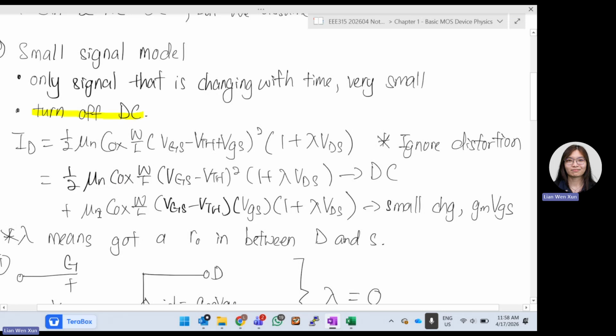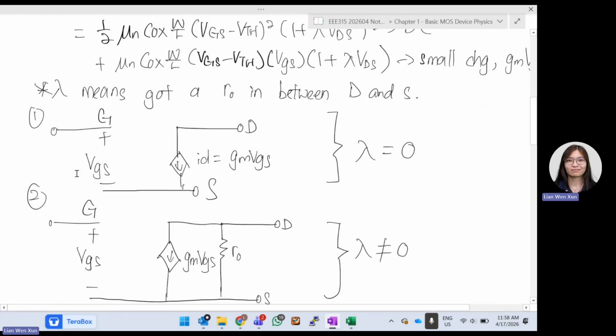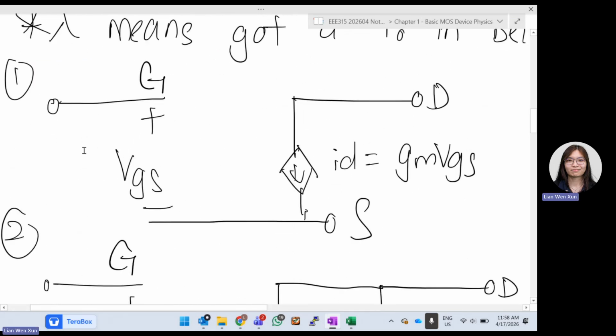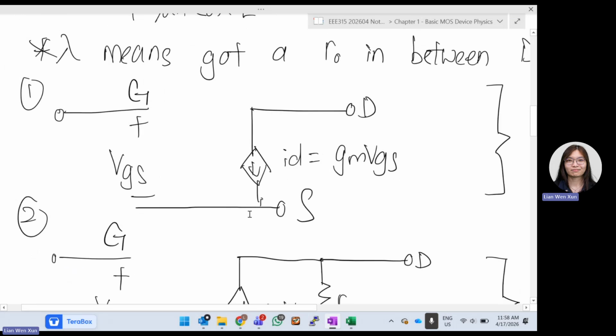So we ignore the whole DC line. We only want to know what is the small change in the current. So you will have this diagram. First of all, this is NMOS. For NMOS, we have gate, drain, and source. So we will draw at the top two lines, a gate and a drain, and at the bottom will be your source. Gate and drain are at the same line. Bottom is your source.